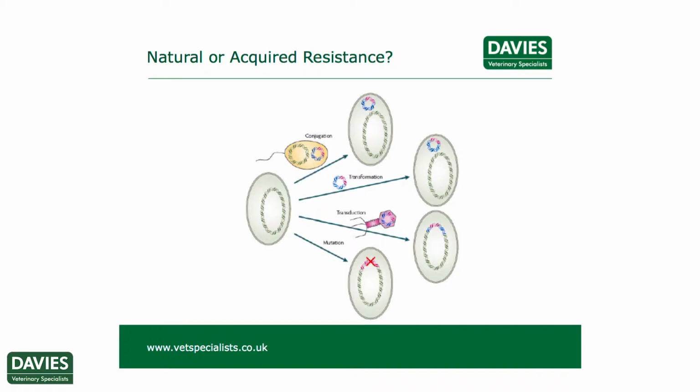I'm sure we'll all remember from our microbiology days there's a number of different ways that bacteria can acquire resistance mechanisms to antibiotics. They also have natural resistance. For example, if a bacterium doesn't have a cell wall, such as Mycoplasma, then an antibiotic that is targeting the cell wall, such as a penicillin, which is a beta-lactam, is going to have no effect on that bacterium. So that's natural resistance, but we also have acquired resistance.